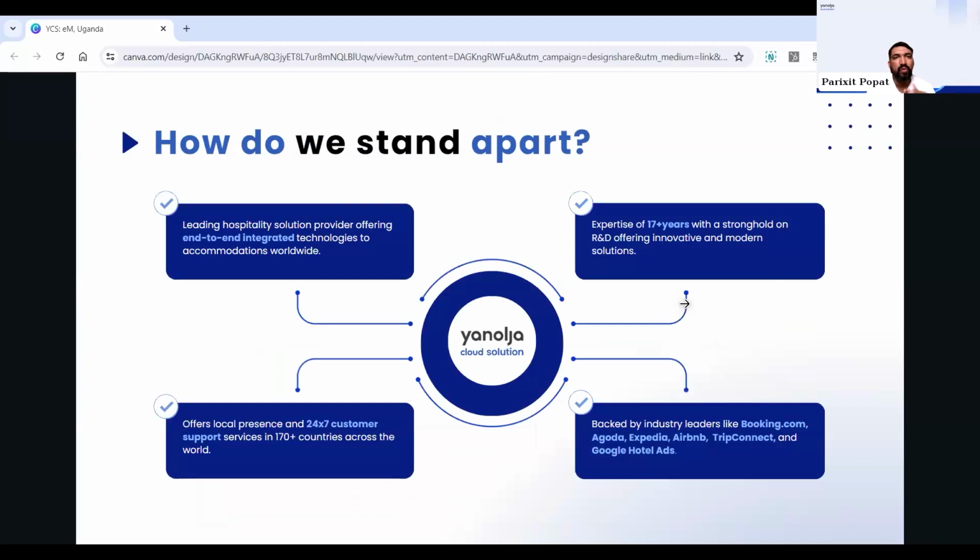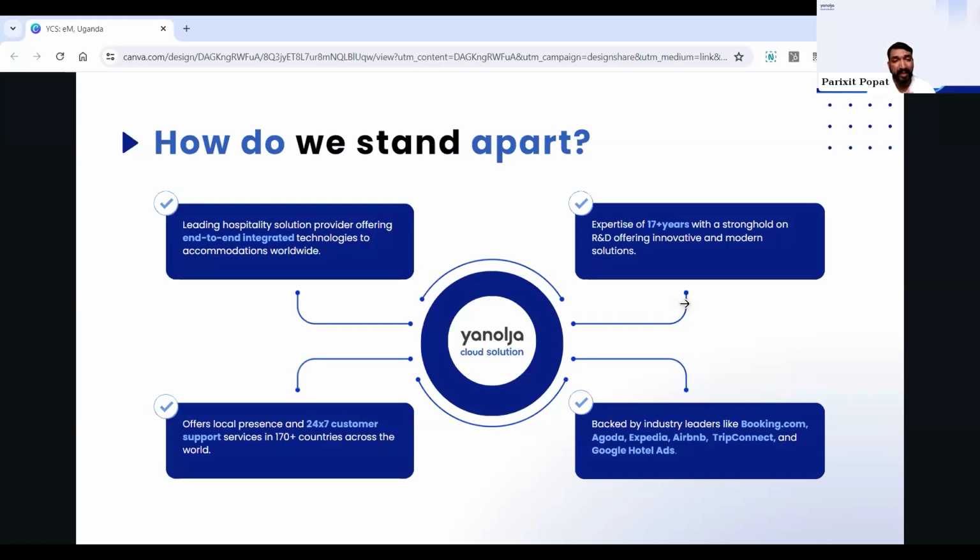Okay. How do we stand apart? We stand apart because we are a leading hospitality solution offering end-to-end integrated technologies to accommodations worldwide. We come with 17 years of experience and with a stronghold in R&D. So the tool that we just saw is designed with the help of revenue managers from across the globe, and we have our own revenue managers in-house. So all that experience was used to design this software.